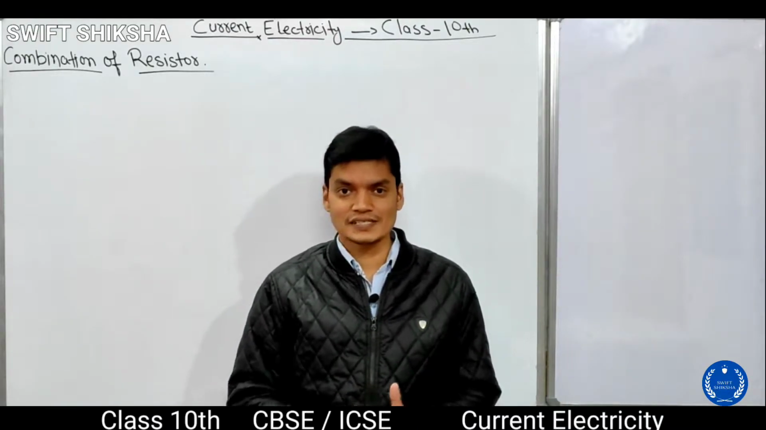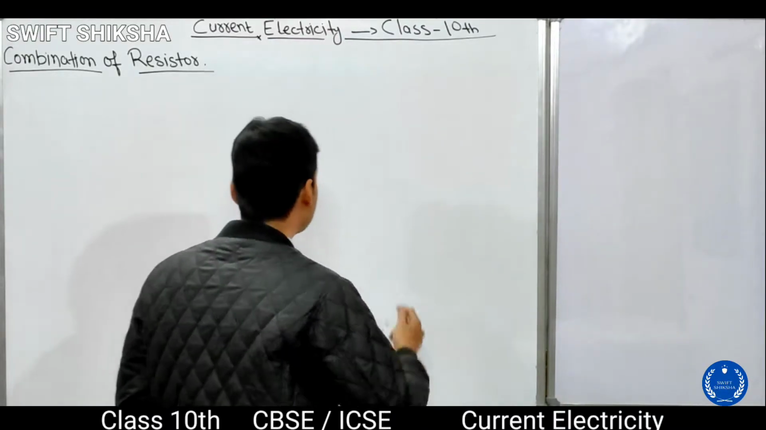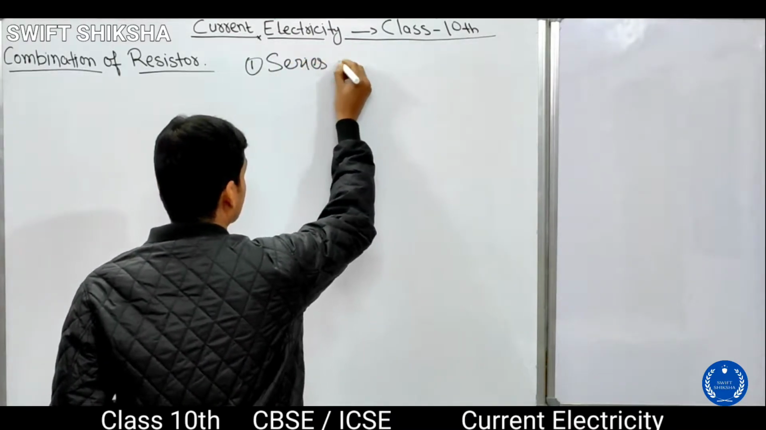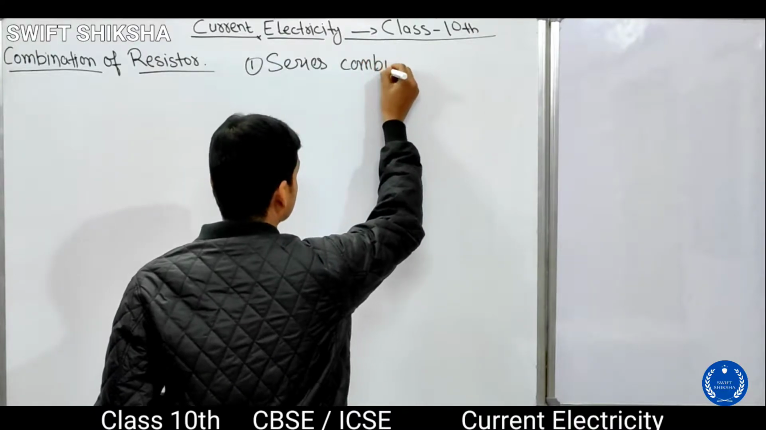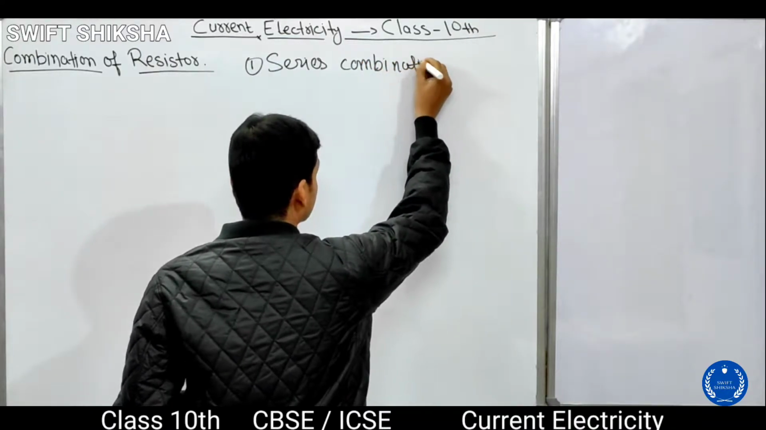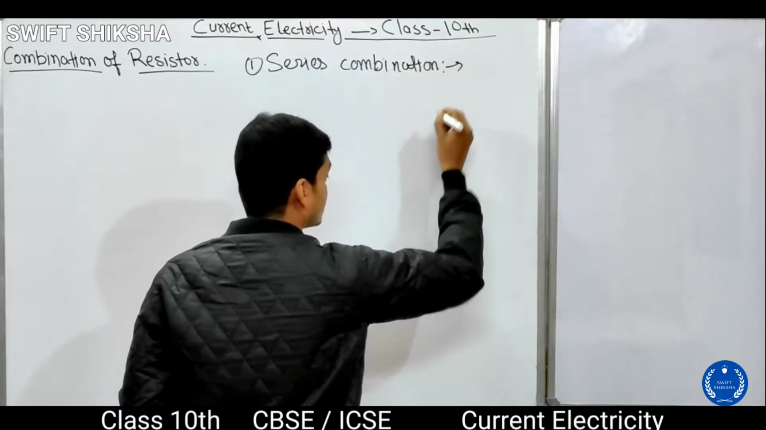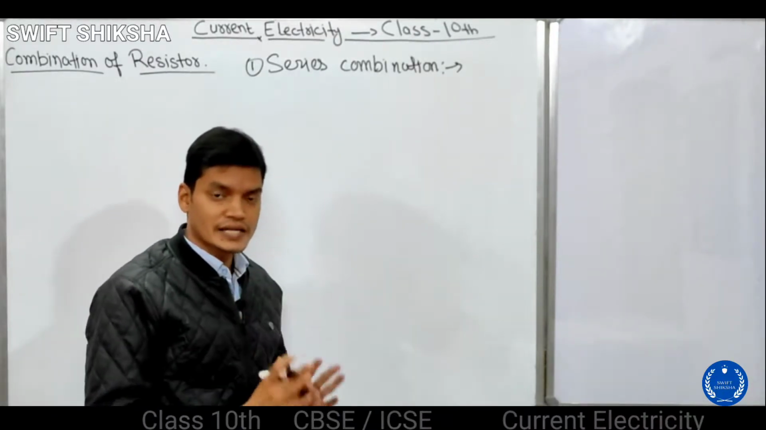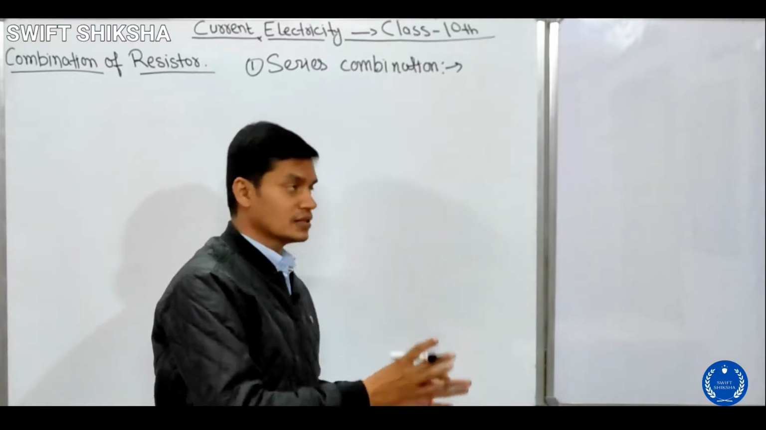First of all, we discuss series combination. Write down: series combination. What is series combination? The resistors are connected end to end. Resistors are connected end to end like this.